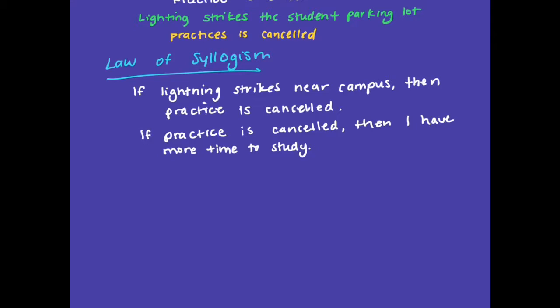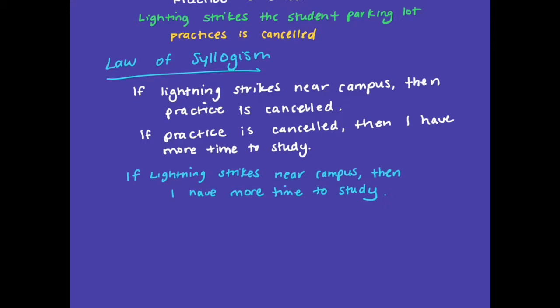So what happens is, again, lightning strikes near campus or in the parking lot. Then I skip the part that joins them. I have more time to study. So again, syllogism, remember syllogism has two L's, the double L. It has double parts that are repeated. The then of one is the if of the other. And then you link the other two together.